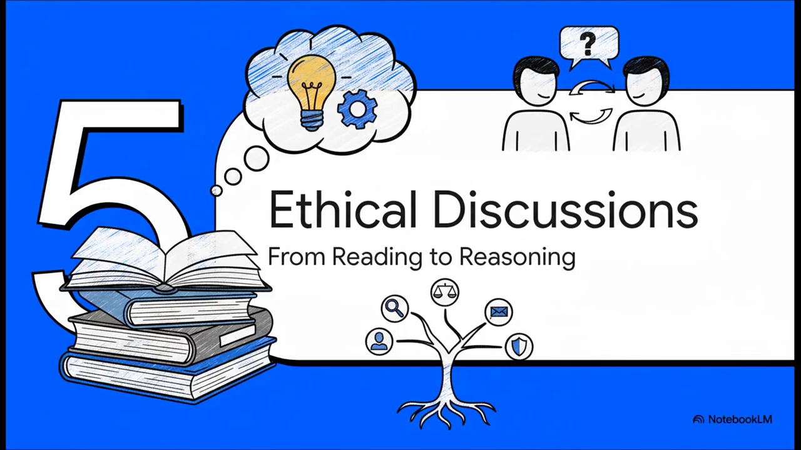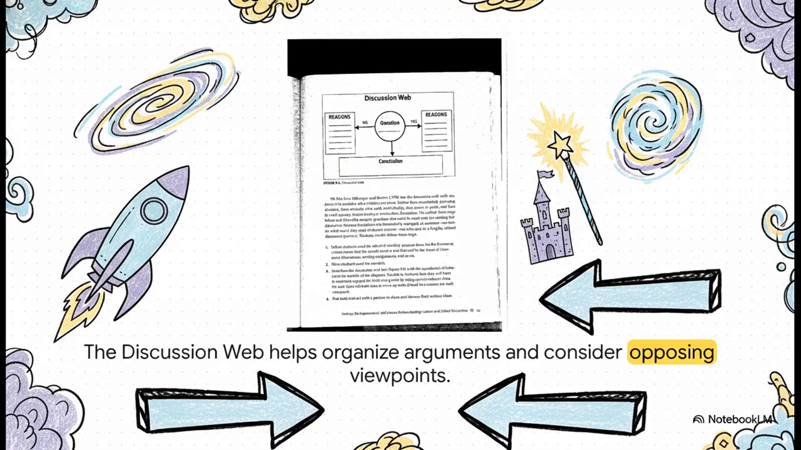But look, handing out different books, that's only half the battle. Now what? How do we help them actually process these huge ideas and learn how to build a strong, convincing argument? For that, we've got another amazing tool. It's called a discussion web. Now, it looks pretty simple, but it's an incredibly powerful graphic organizer.